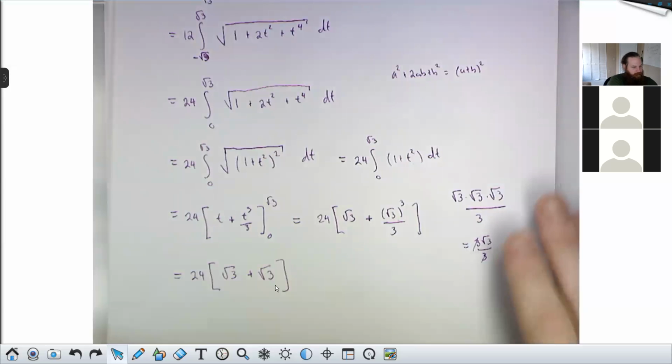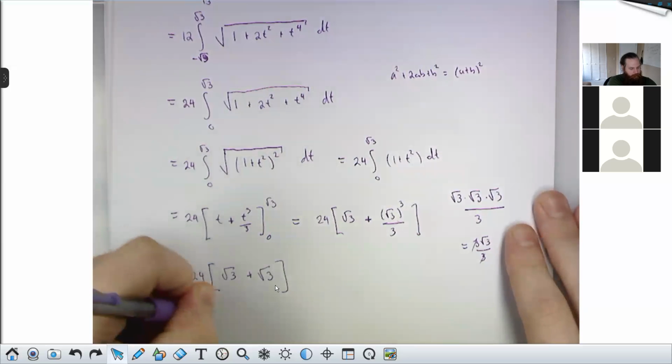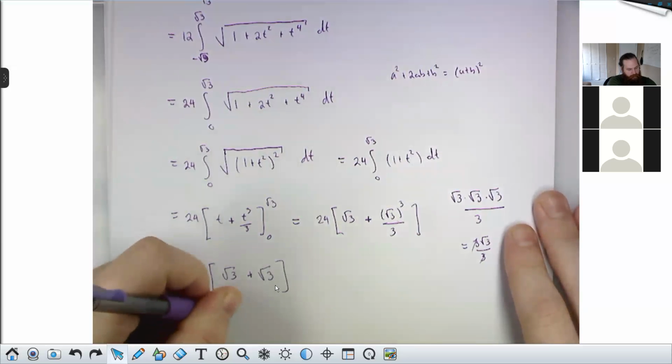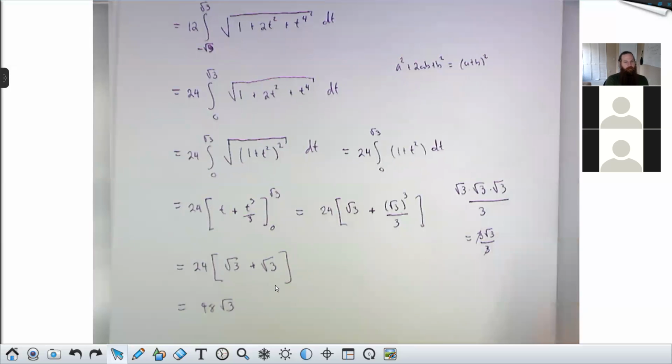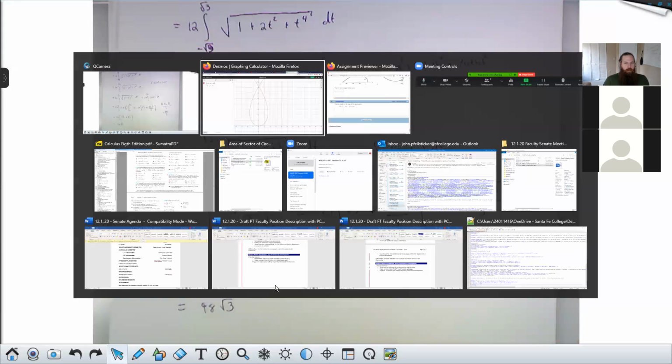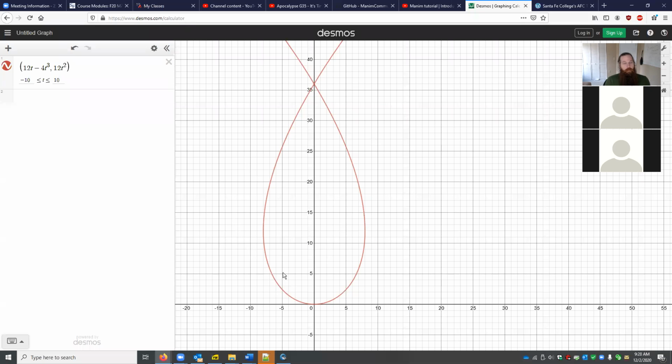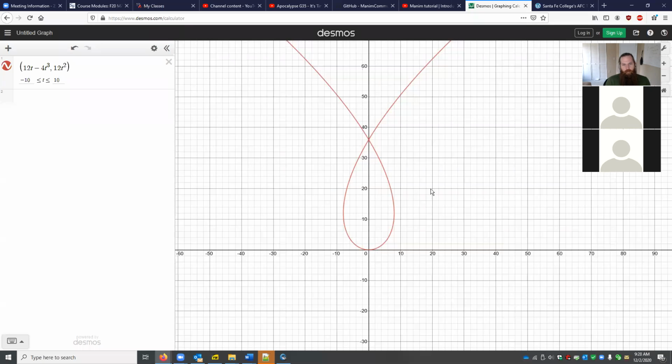Okay. So we end up with 48 times root 3. Beautiful. All right. So yeah, that is the arc length of this one loop. Now, I think the challenge here is in discovering the loop, right? And to get this without some sort of graphing utility would be tricky. I have no problem with you using Desmos to explore these things, as long as you come back and make sense of them.